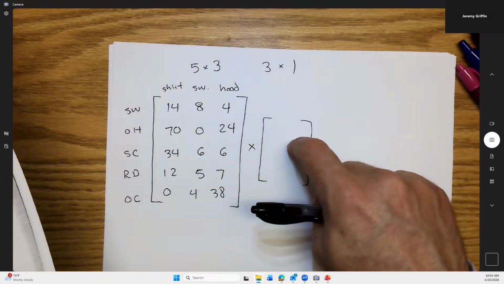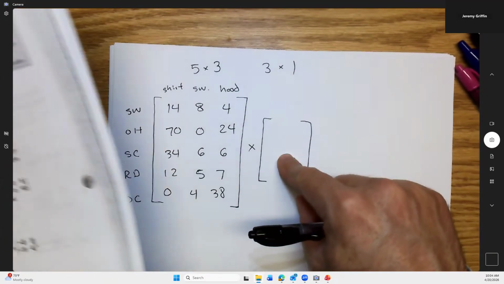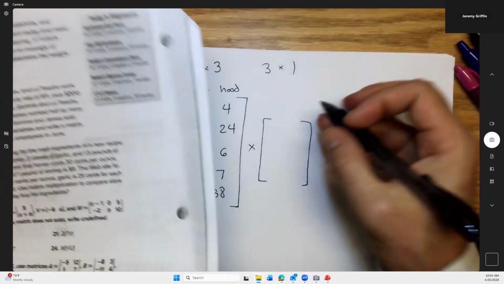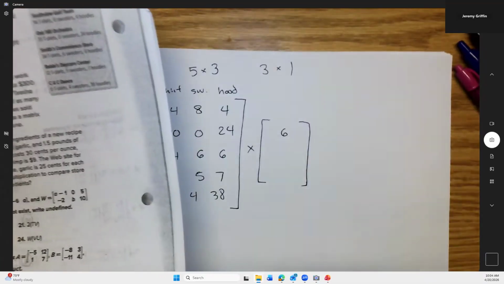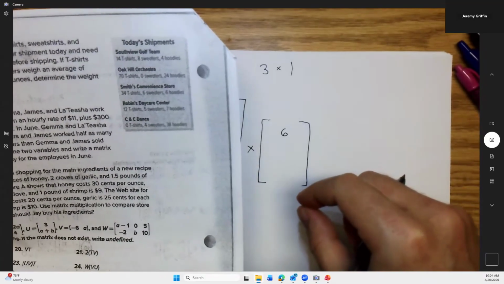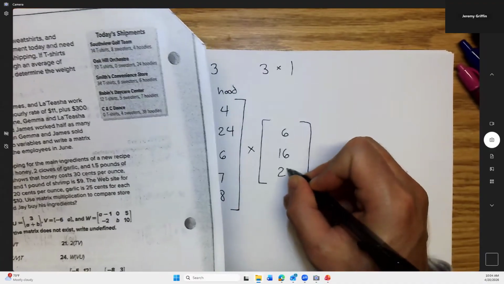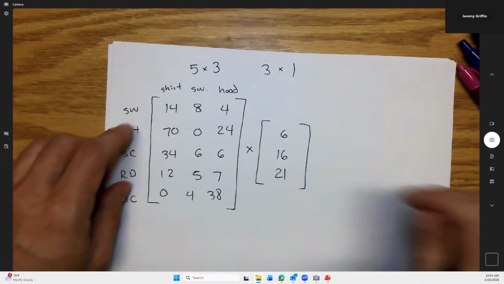Right. Now, this 3x1 has to represent the weights of each individual item. So, t-shirts, 6 ounces. Sweaters, 16 ounces. And hoodies, 21 ounces. Okay.